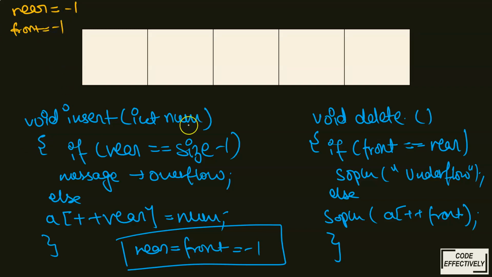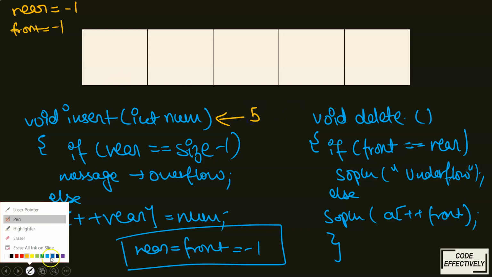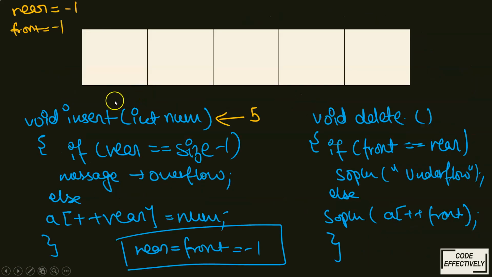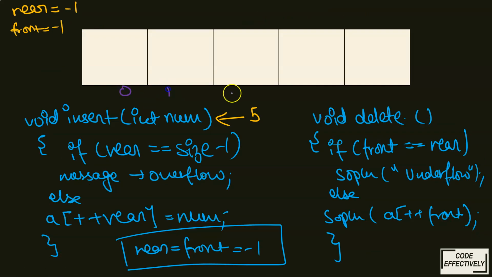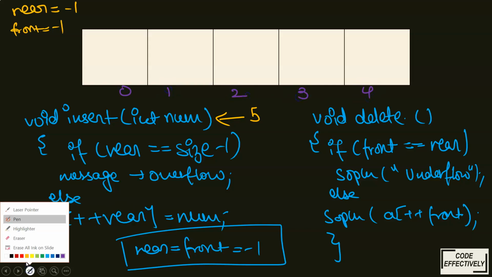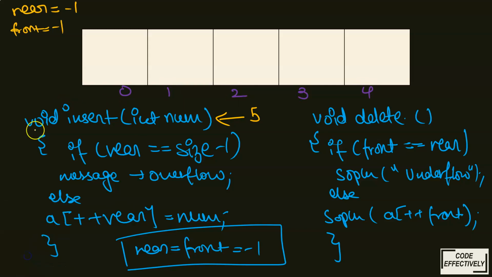Now the user wants to insert an element. Let's say the number 5. So now I'm putting the indexing also for an easier way. The indexing is 0, then 1, then 2, then 3, and then 4. Now the user wants to insert a number. So how will this algorithm work? It will check if rear is equal to size minus 1.